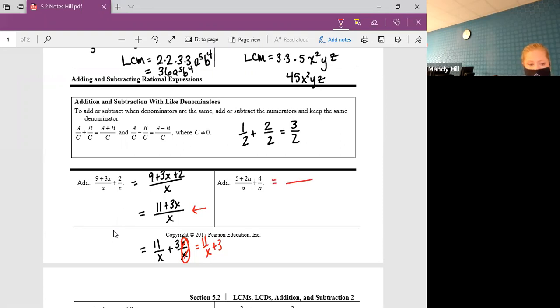Okay, on the bottom we've got a common denominator. On the top we're going to say 5 plus 2a plus 4.